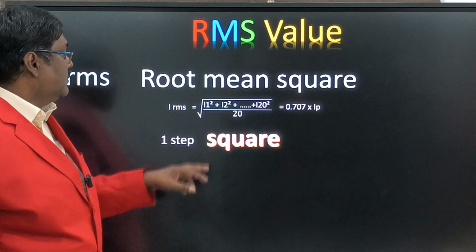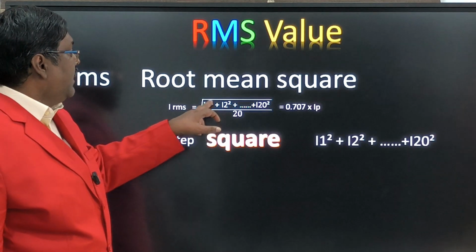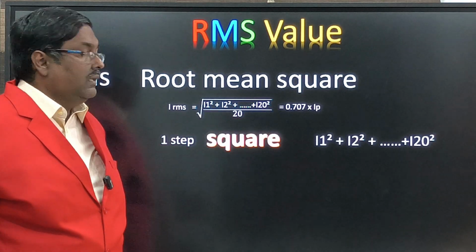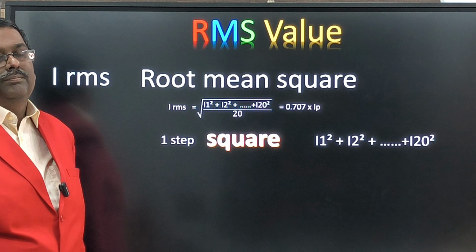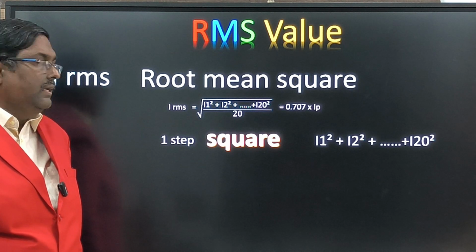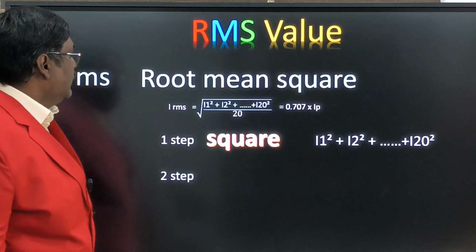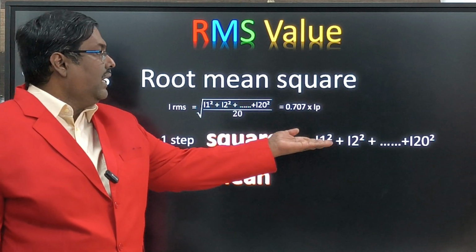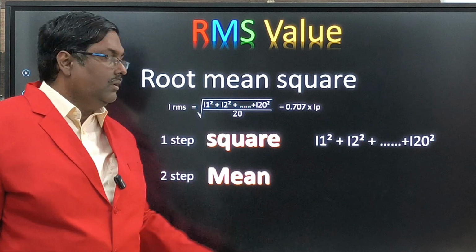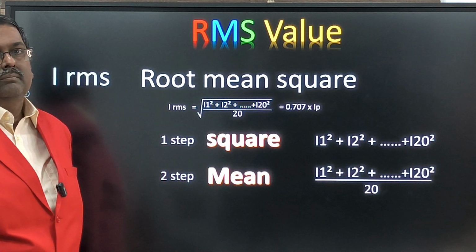So first I made it square. Square means what? I will make I1 square plus I2 square plus I3 square. All squares I added. This is the square value, right? So after adding, second step, mean. You already added, divided by number of equal parts, 20.